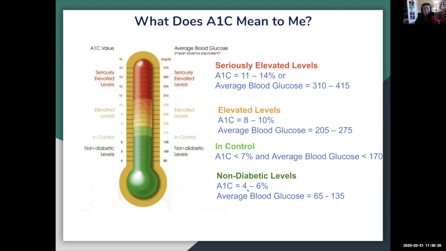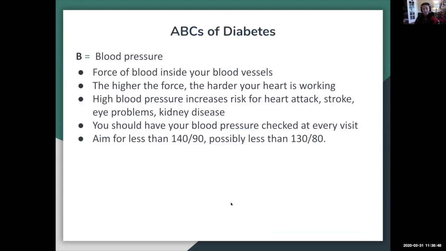Okay, these blood sugars are running 65, 70 up to 135, 140 after you eat something. And those A1Cs would be 4 to 6%. Now, remember we talked about prediabetes falls in that mid 5s to low 6s. You're still not diabetic at that phase.